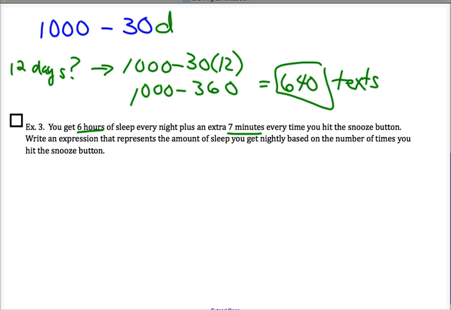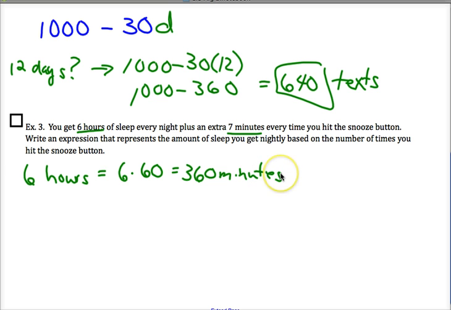Now, you could change the minutes to hours. That would be a little bit trickier, I think, than changing the hours to minutes. So I think for most of you, changing 6 hours to its equivalent of minutes, there's 60 minutes in an hour, so 6 times 60, 360 minutes. So on a given night, you get 360 minutes of sleep.